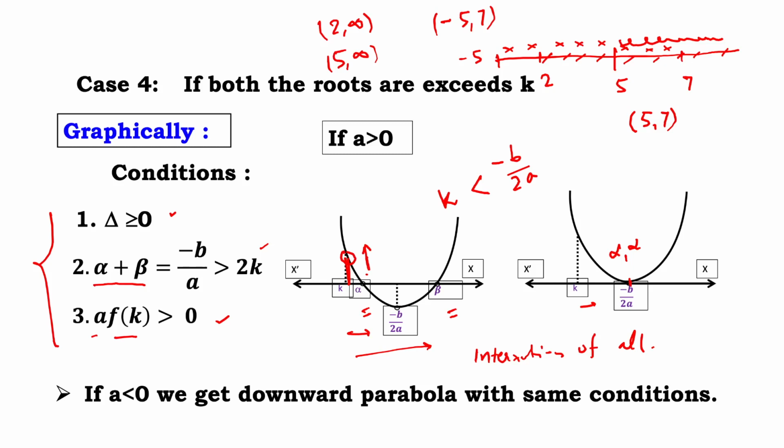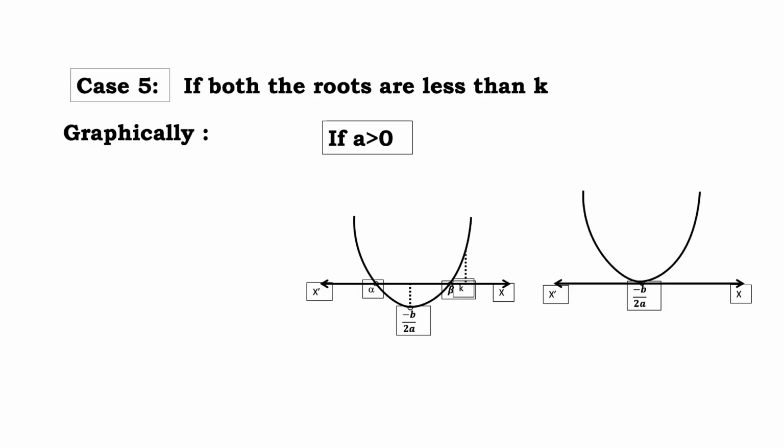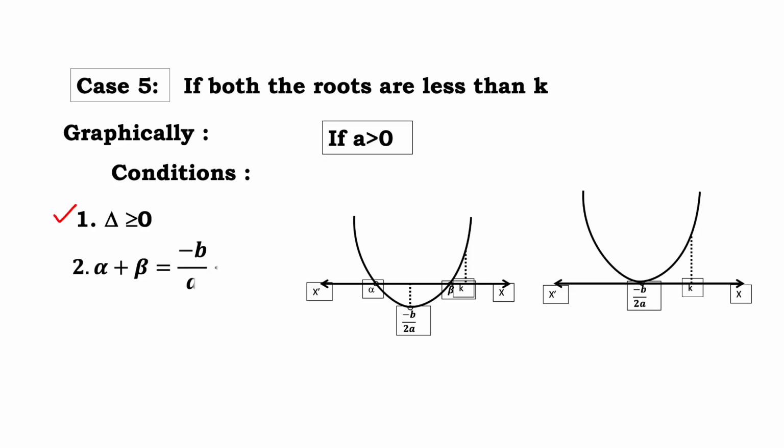Now the next case, both the roots are less than k, almost the same thing, right? Both the roots are less than k, alpha and beta are the same, right? Conditions are the same in application. The first will be the same, so D greater than or equal to 0. The second will be alpha plus beta. Obviously, in this case, both the roots are less than k, the mid value, minus b by 2a, if you transfer 2 here. So you can say minus b by 2a is less than k also, right?